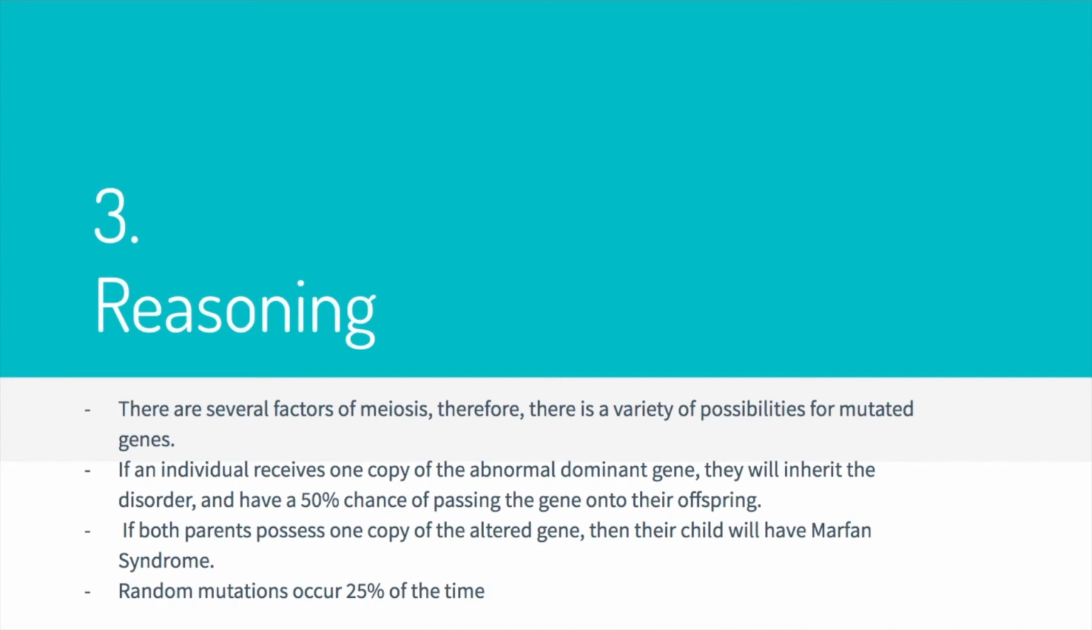If an individual receives one copy of the abnormal dominant gene, they will inherit the disorder and have a 50% chance of passing it down to their offspring. If both parents possess one copy of the altered gene, then the child will have Marfan syndrome. Random mutations in the cell can occur, and they usually take place during DNA replication.